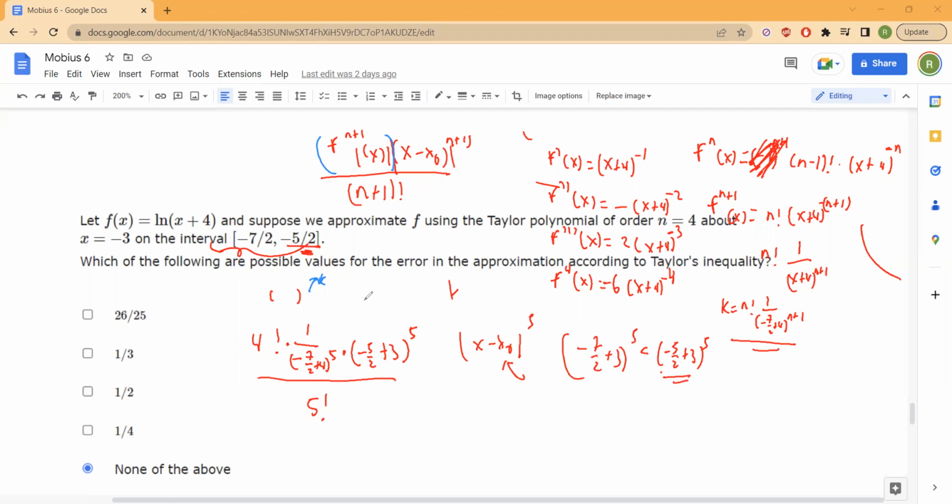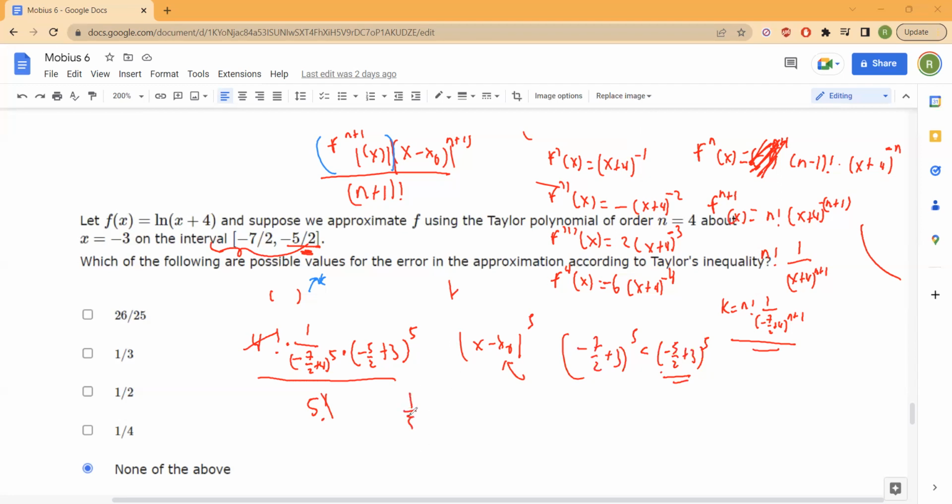We plugged in all the numbers we need, so now all we need to do is calculate. What we're going to notice is that 4 factorial and 5 factorial can cancel out. All that's left is the 5, right? Because 5 factorial is 5 times 4 times 3 times 2, and 4 factorial is 4 times 3 times 2. So the 4 times 3 times 2 cancel out.